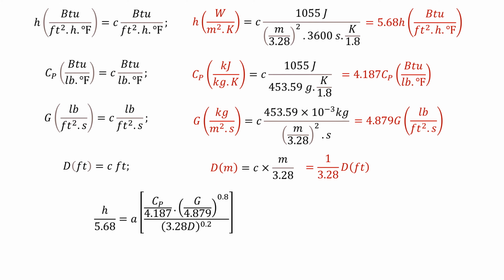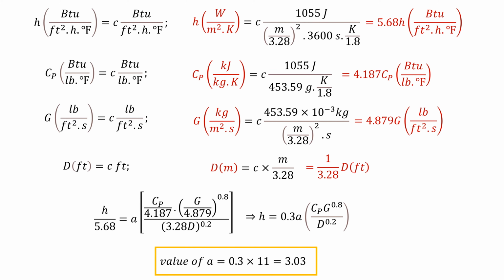Now we will put all these values in the initial equation. We will get this equation. Now after simplification we will get this equation. So here we can see that our new constant has become 0.3 into A. Now we can write the value of the new A. It will become 0.3 into 11 equal to 3.03.